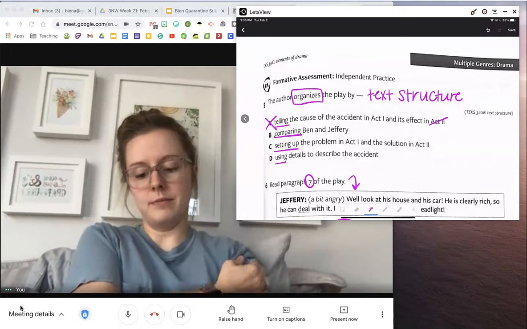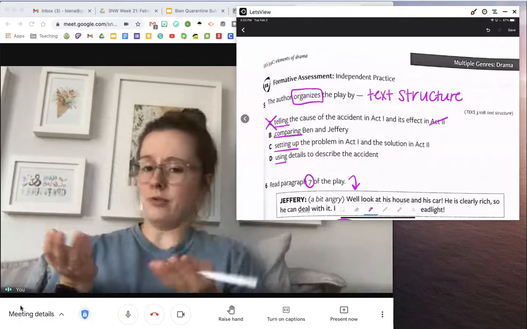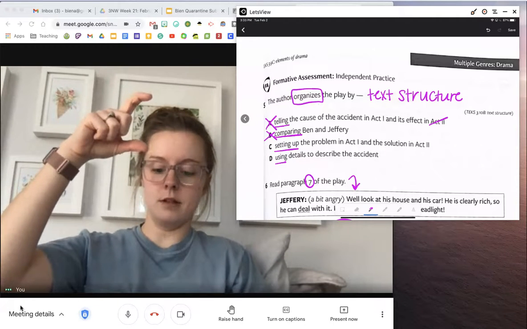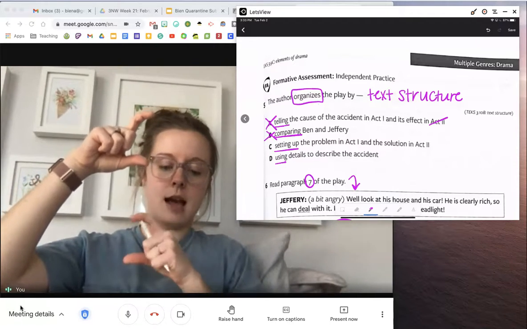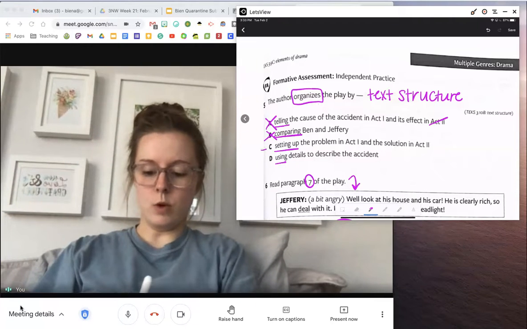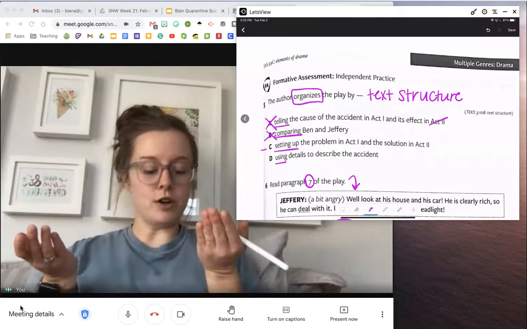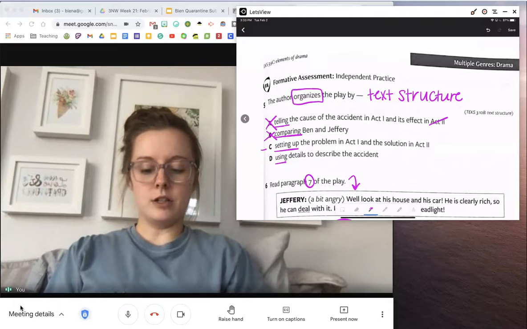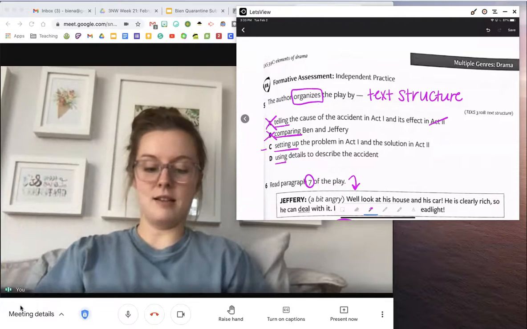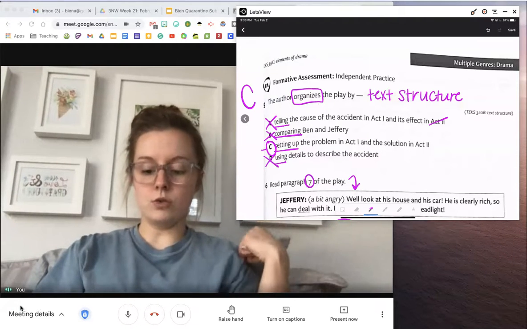Comparing Ben and Jeffrey. He didn't say, well, Ben is this and Jeffrey's this, and Ben likes this and Jeffrey likes this. Setting up the problem, the accident, in Act 1, and the solution in Act 2, so how to fix it. Because what was the problem? He crashed his bike. How are they going to fix it now? They're going to go talk to the owner. Using details to describe the accident. That was at the very beginning, whenever they had the setting and the scene. So that's not throughout the whole story. The only one that matches the whole story is C.